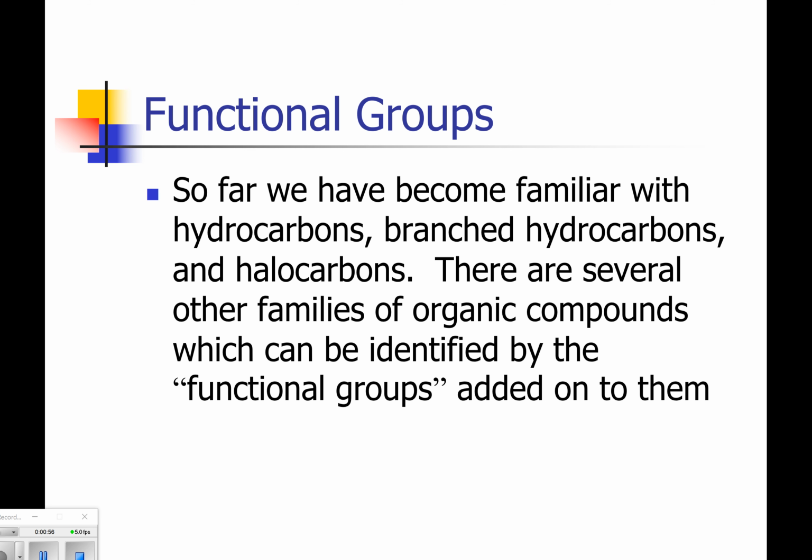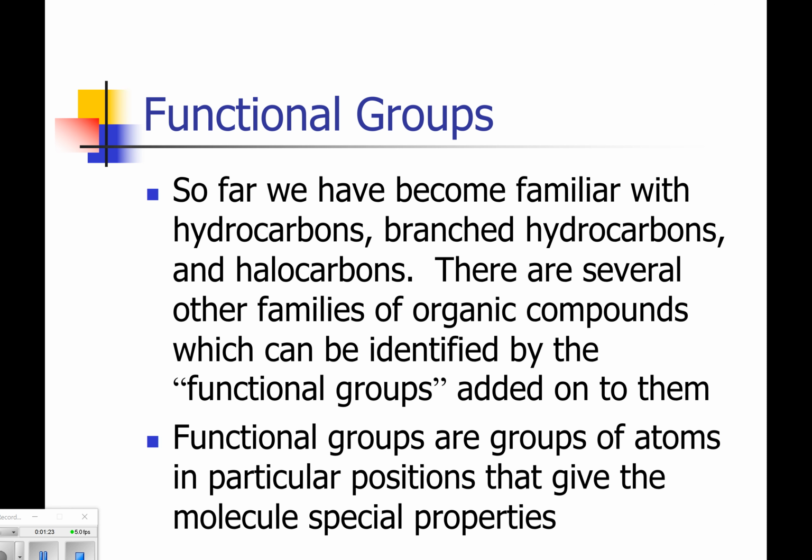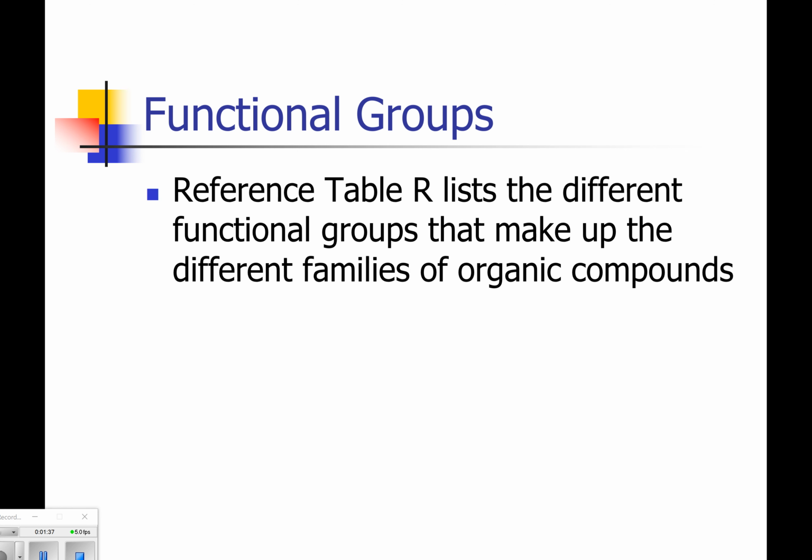So up to this point, we've talked about hydrocarbons, branched hydrocarbons, with different methyl and ethyl groups on there. Halocarbons, we have halogens attached to a hydrocarbon backbone. And there are several other families of organic compounds which we would call functional groups that we can add to other hydrocarbons to further differentiate different molecules. Functional groups are groups of atoms that are in particular positions that are going to give the molecule special properties. And sometimes, depending on where the functional group is located, it is going to determine what type of family that molecule is part of.